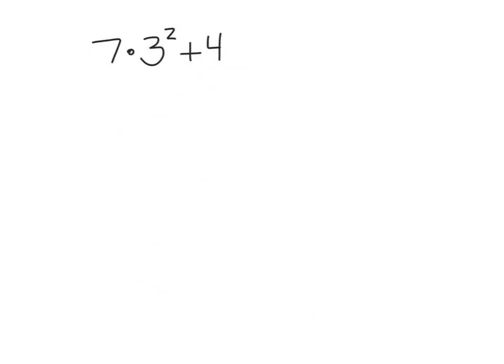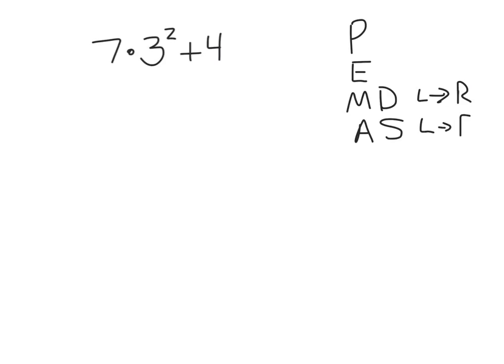So let's try an example. We have 7 times 3 squared plus 4. Using the order of operations, parentheses, exponents, multiply or divide from left to right, and add or subtract from left to right, we can simplify this expression. First we look, are there any parentheses? Since there are no parentheses, we go to the second operation, exponents. We do have an exponent, 3 squared. So the first thing we're going to do is simplify that.